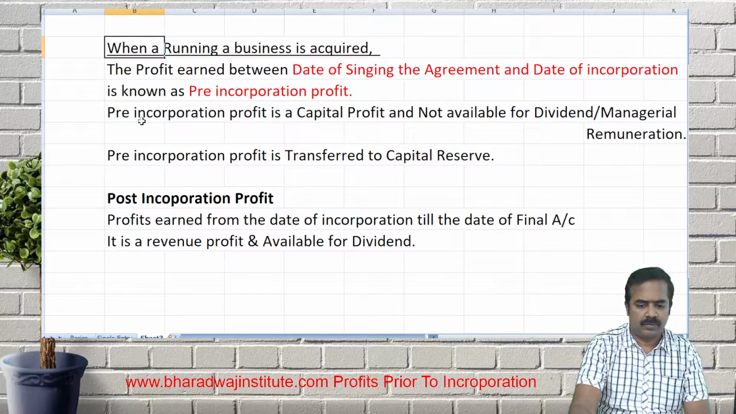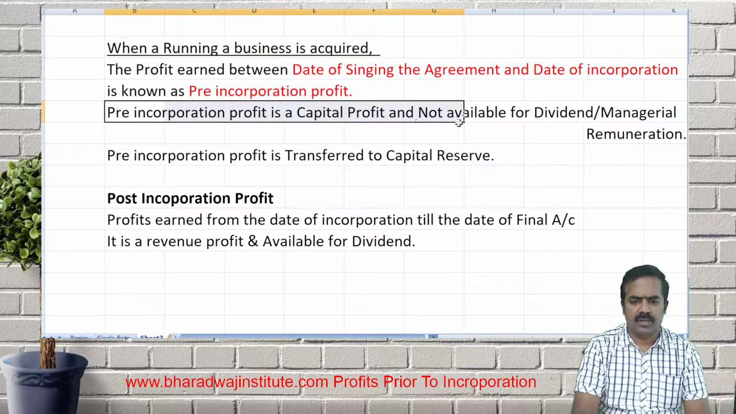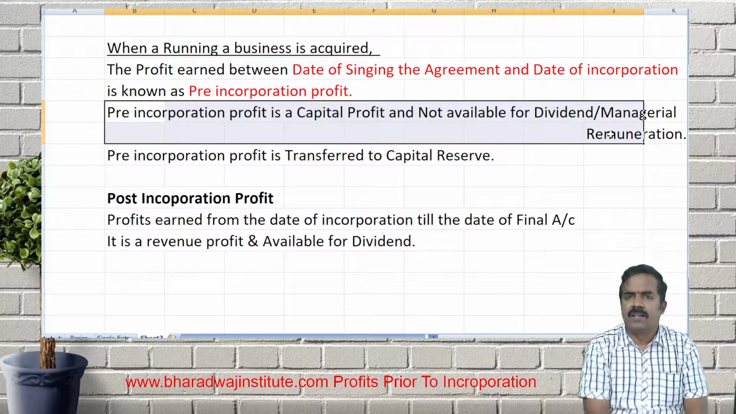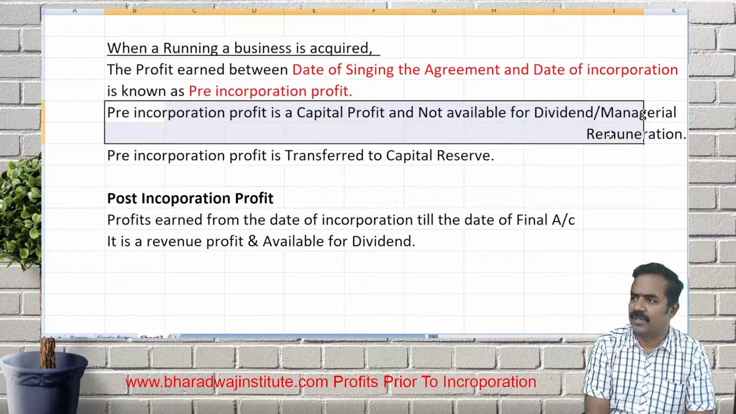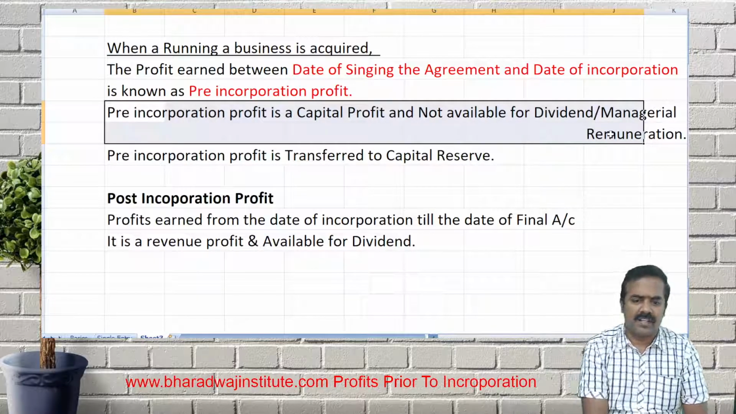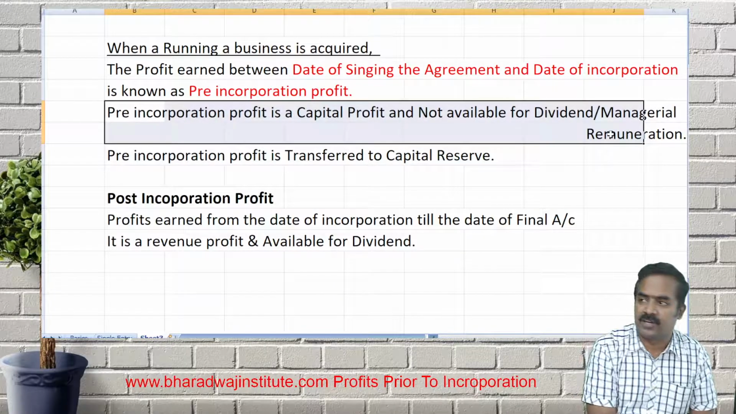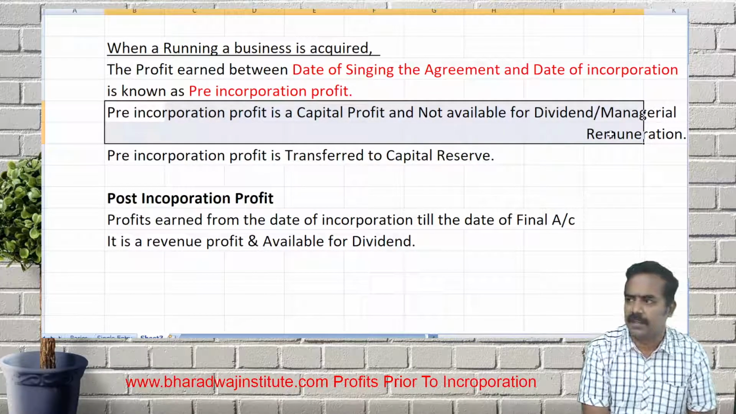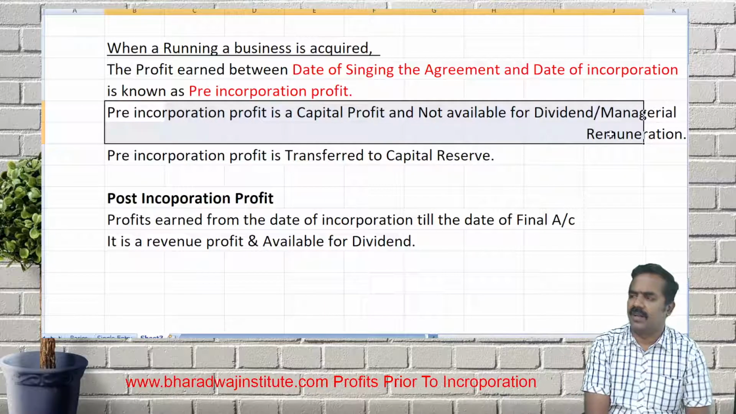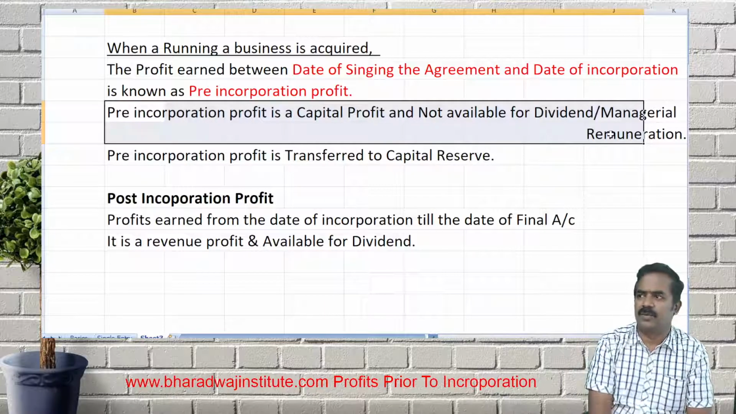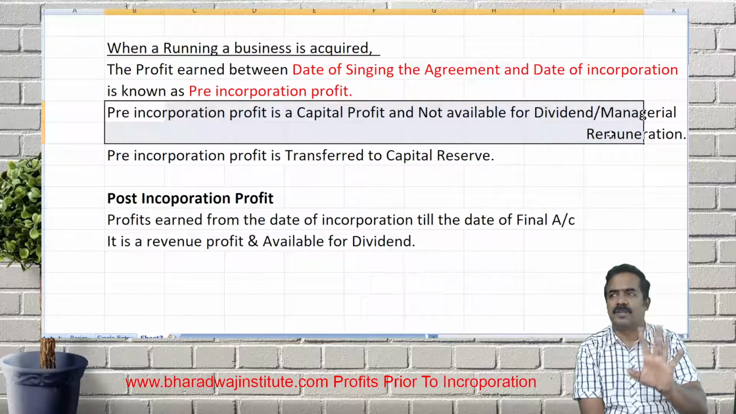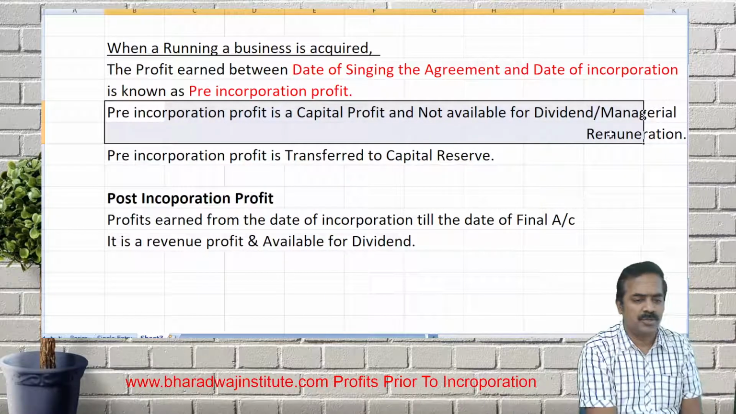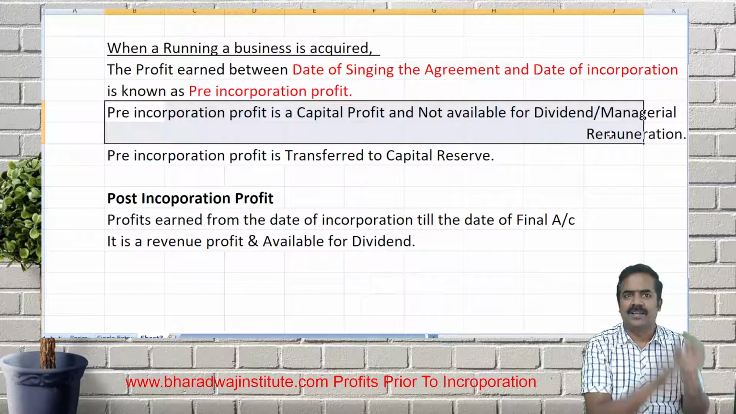Pre-incorporation profit can be used only for certain circumstances. Like at the time of liquidation, it will be transferred to what? Equity shareholders. It will be kept in capital reserve. It cannot be used for writing off losses. It cannot be used for any other purpose. Only at the time of liquidation or takeover, it can be transferred to what? Equity shareholders. As per company law rule, you should not touch pre-incorporation profit because it happened before the starting up of the company. So don't use that profit for any purpose.